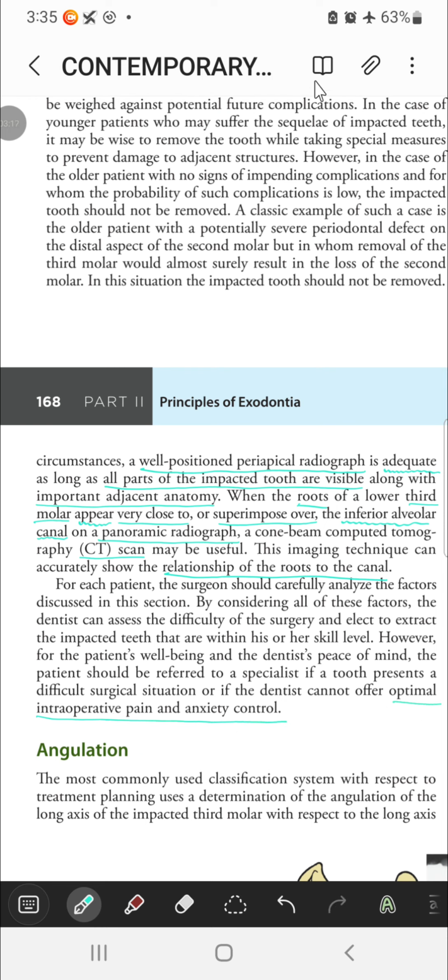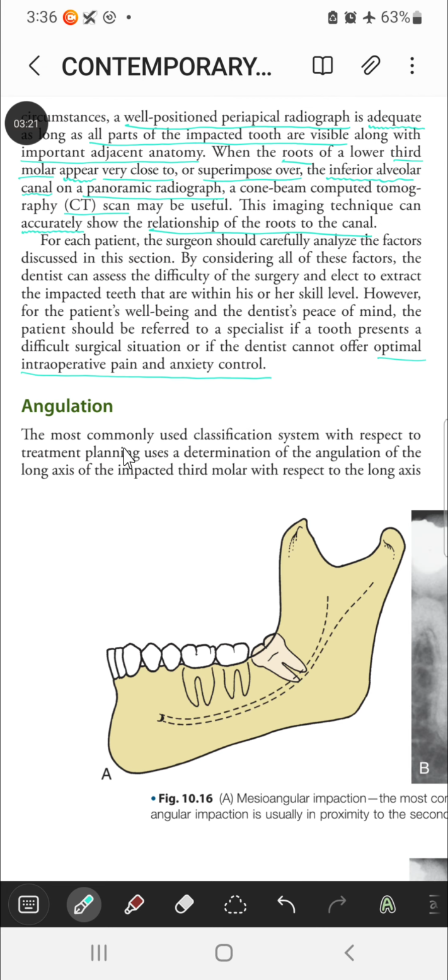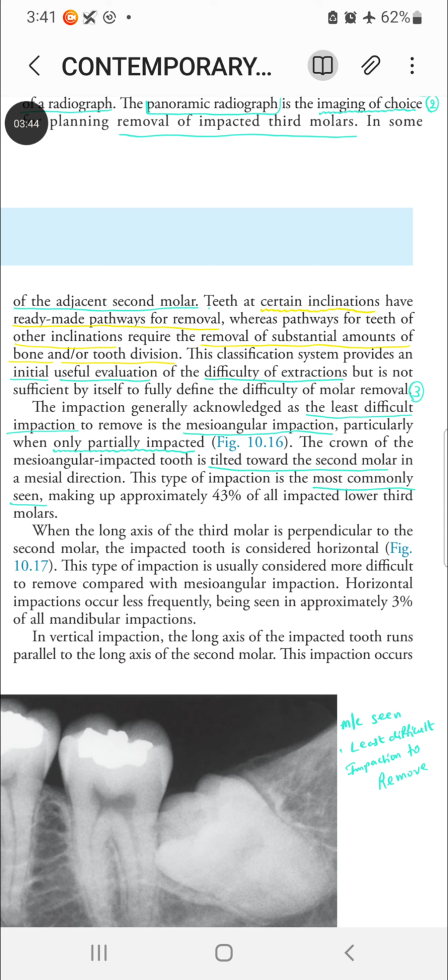Now, the most commonly used classification systems with respect to the treatment planning use a determination of the angulation of the long axis of the impacted third molar with respect to the long axis of the adjacent second molar.